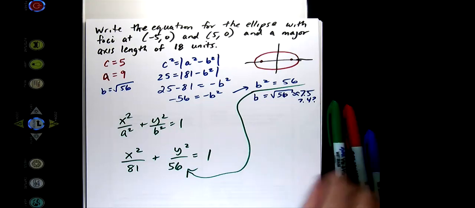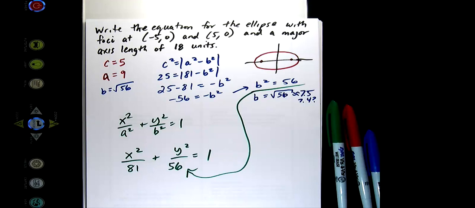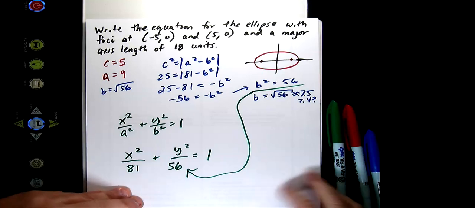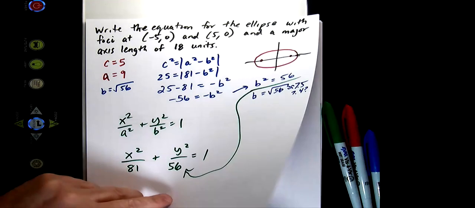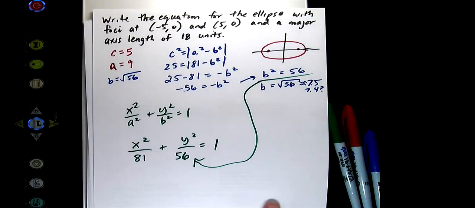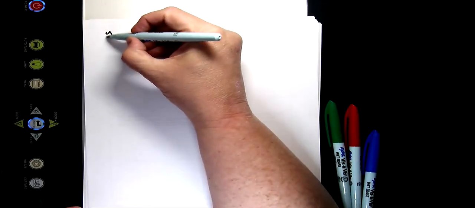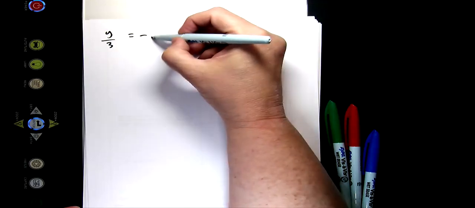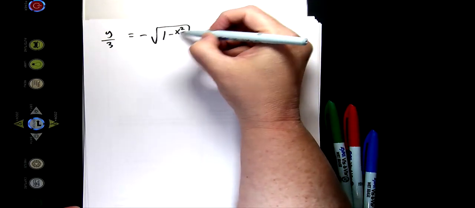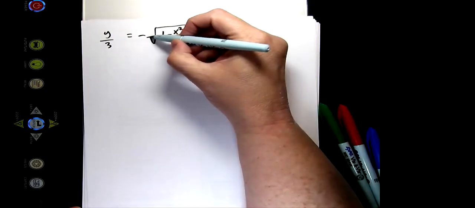That was neat, right? Okay, if they have you only doing half of an ellipse. Is everyone done before I start moving? Okay. If I have y over 3 equals negative square root of 1 minus x squared over 4, you'd be like, what?